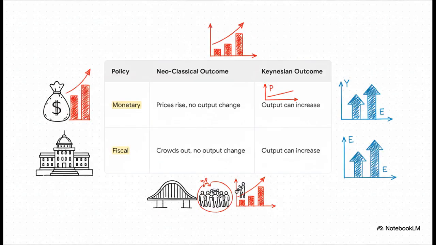So why does this matter so much? Well, let's bring it back to our tools. According to that neoclassical manual, trying to use these tools to boost output is pointless. All an expansionary policy will do is cause prices to rise, in other words, inflation, without creating any real growth. But the Keynesian manual? It says these exact same tools are incredibly effective at pulling a struggling economy out of a slump and boosting both output and employment.